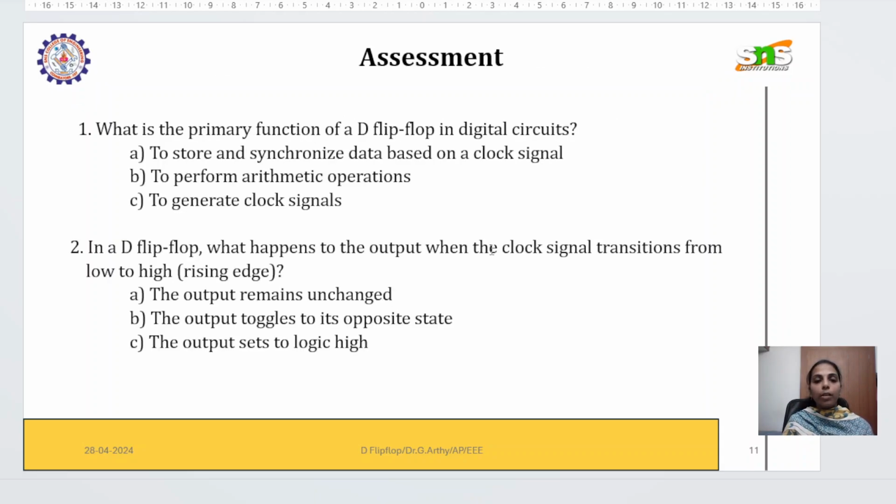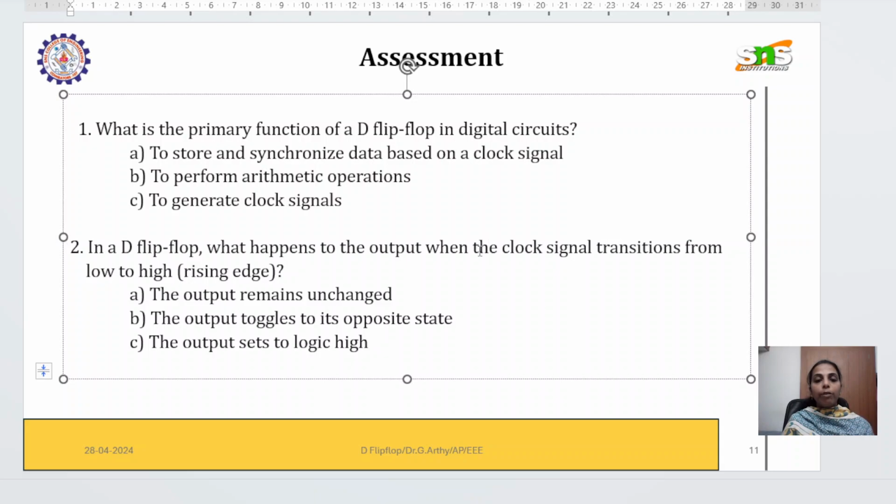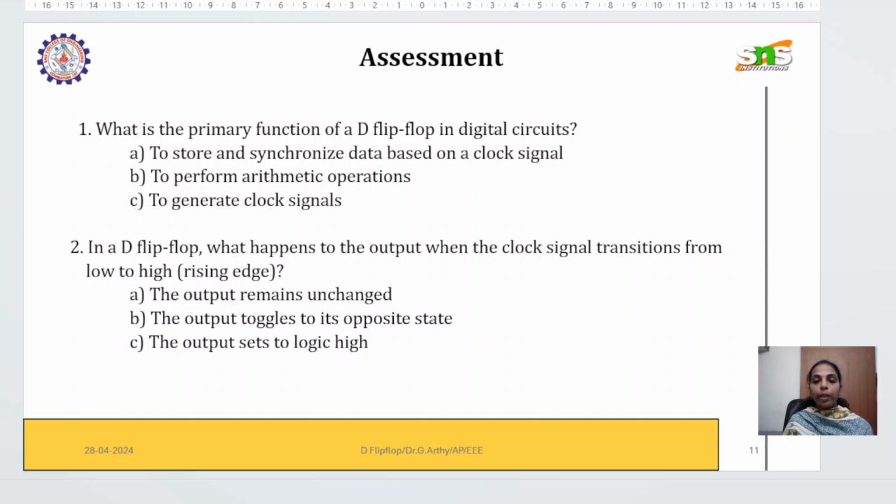So this is for your assessment. What is the primary function of a D flip-flop in digital circuits? In a D flip-flop, what happens to the output when the clock signal transitions from low to high, that is, during the rising edge? What happens? This is for your assessment.